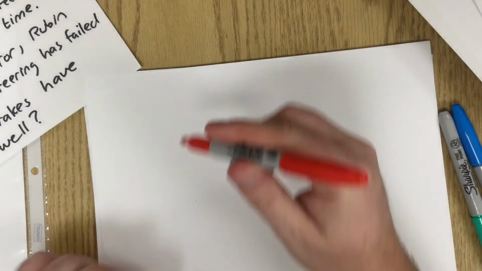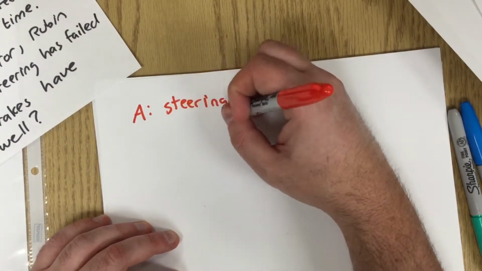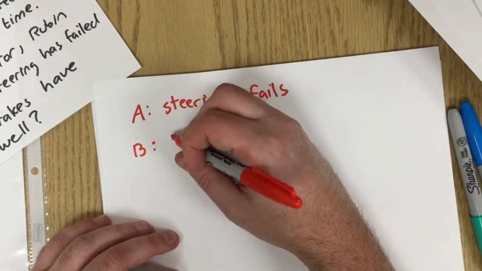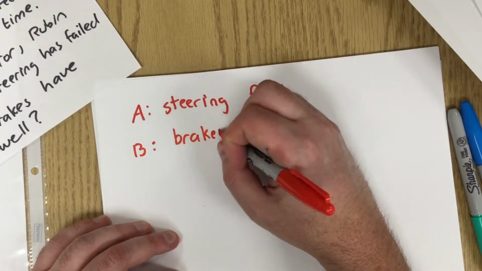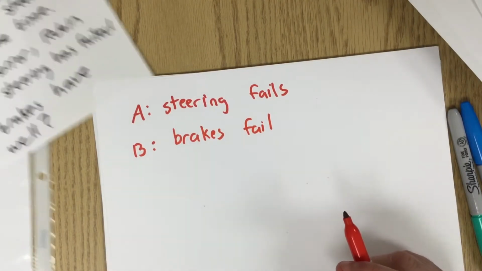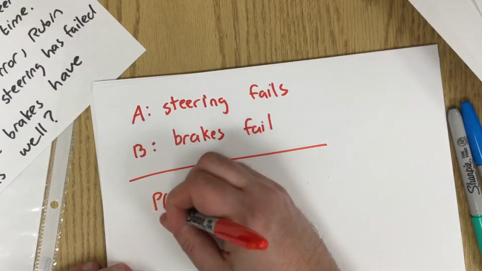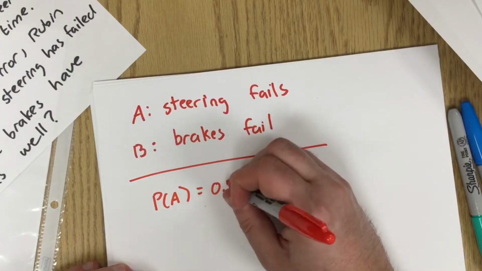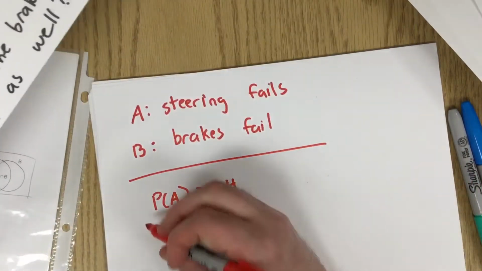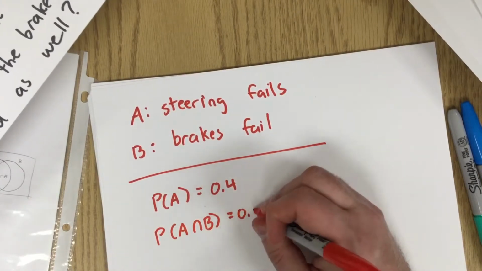So the first event is going to be that the steering fails. And the second event is going to be that the brakes fail. So what do we have? There's a 40% probability that the steering will fail. So the probability of the steering failing is 40%. There's a 30% probability that the brakes and the steering will fail at the same time. So the probability of steering and brakes failing is 0.3.